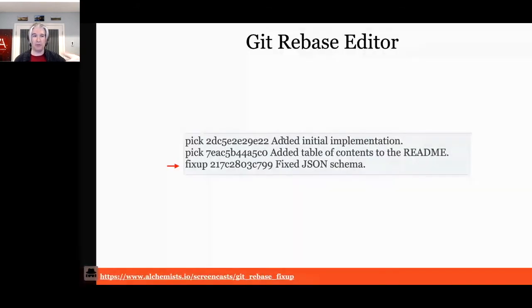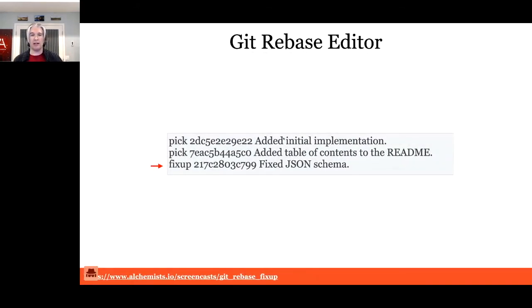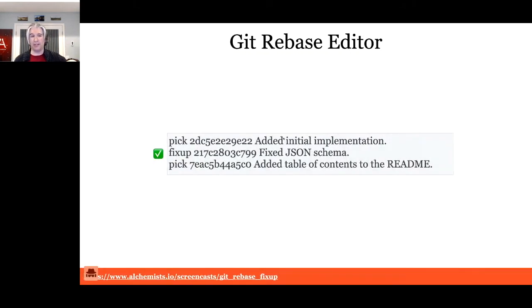In this case, you pick which ones you want to fix up, and then you'll change it to fixup, and then you'll move the fixup to the commit that you want to fix. So in this case, we're changing that last one, the fixing of the JSON schema, to a fixup, and then we're just moving it up to the commit, added initial implementation, and that's the thing that we want to fix.